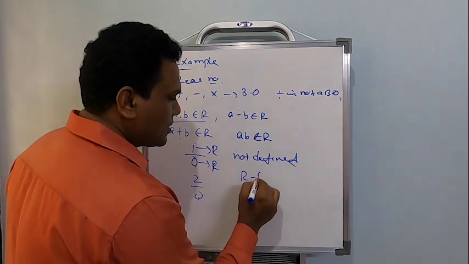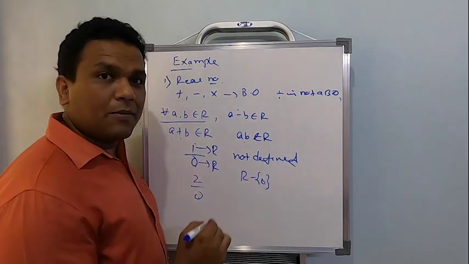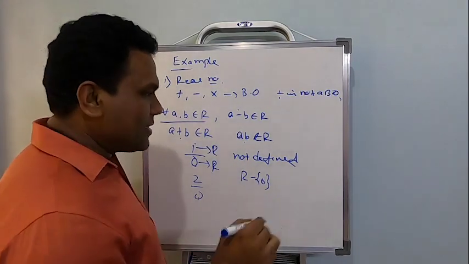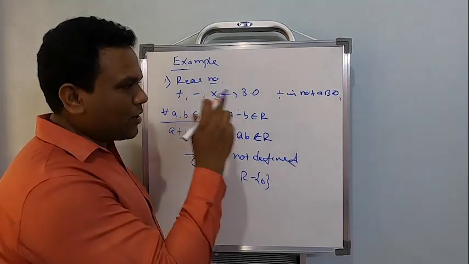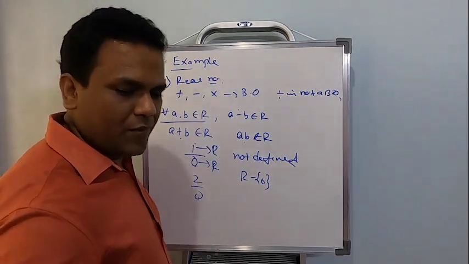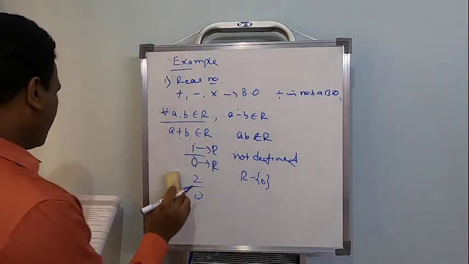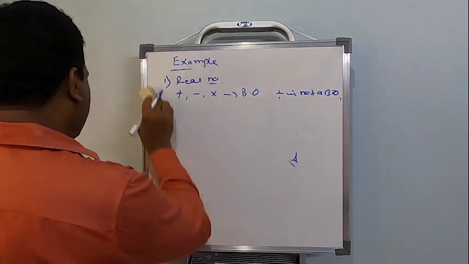If I remove 0 from the real numbers, that means non-zero real numbers, in such a case division is also going to be a binary operation. An important concept you have to remember. Clear? Right? Now, the next.